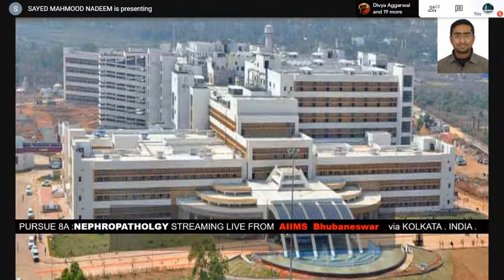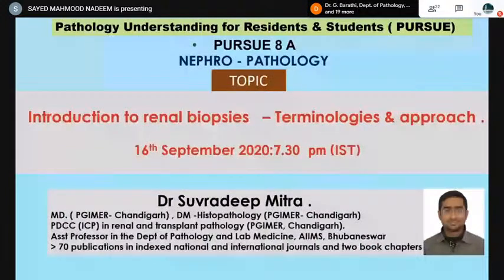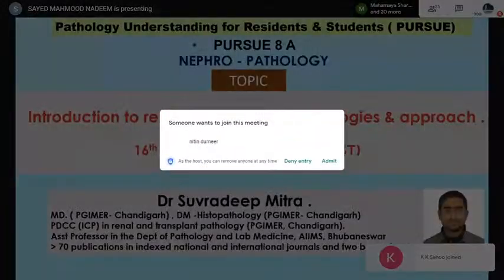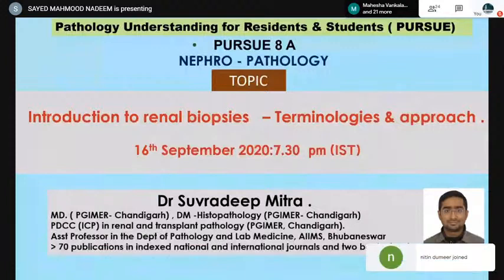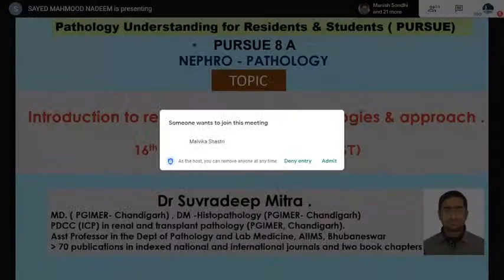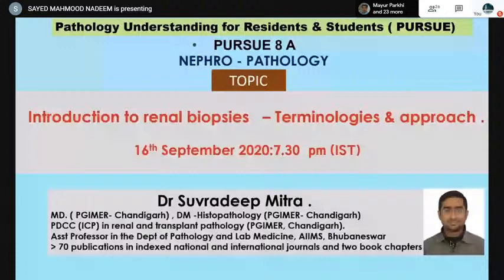And with us we have to start with Dr. Suvradeep Mitra. Dr. Suvradeep Mitra is a postgraduate from PGI Chandigarh. He did his DM in Histopathology from PGI Chandigarh and had also done his PDCC in Renal and Transplant Pathology from PGI Chandigarh. Presently, he is the Assistant Professor in the Department of Pathology and Lab Medicine in All India Institute of Medical Sciences, Bhubaneswar. He has more than 70 publications in indexed national and international journals and 2 chapters in books. And he is an expert in nephropathology. And who better than him to start with nephropathology, a subject which is quite difficult for general residents to understand.